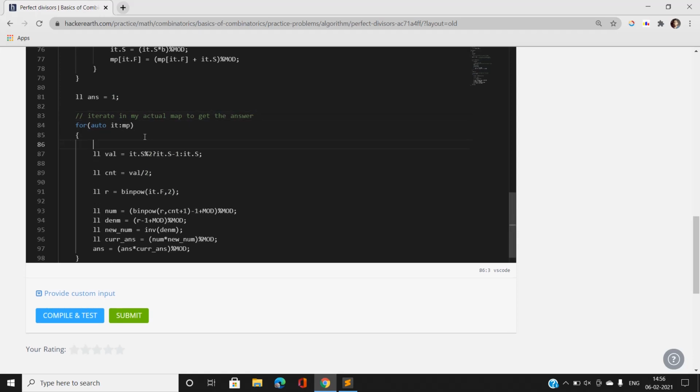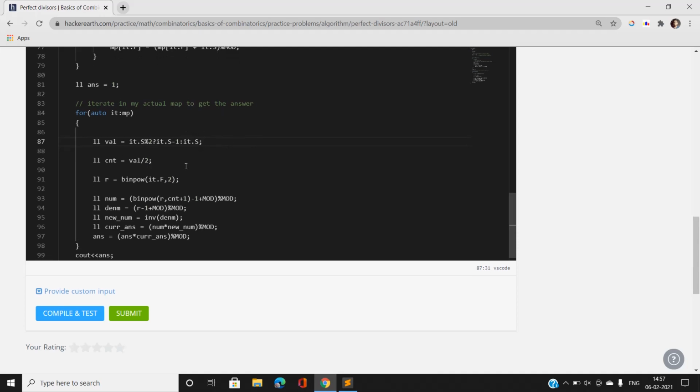If it is even, I am going to reduce it by 1, and if it is not even, I am going to take it as it is. So why am I going to do this here? Because in the next step I am going to divide it by 2.